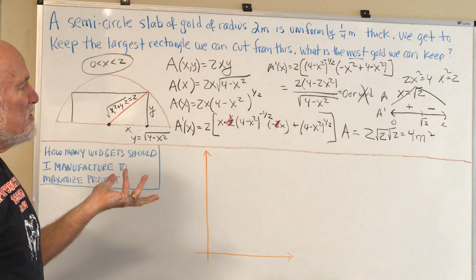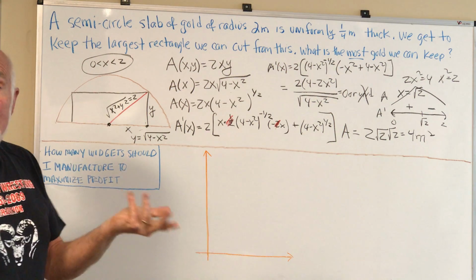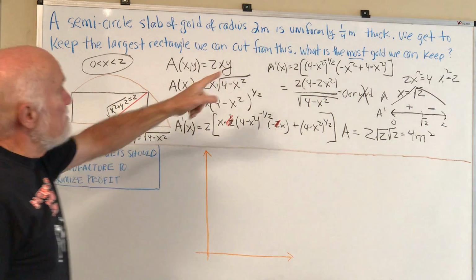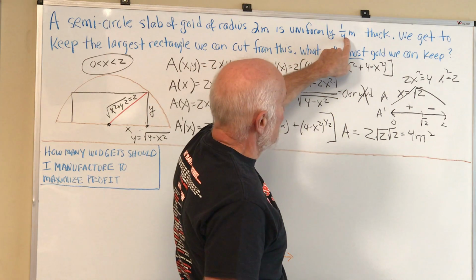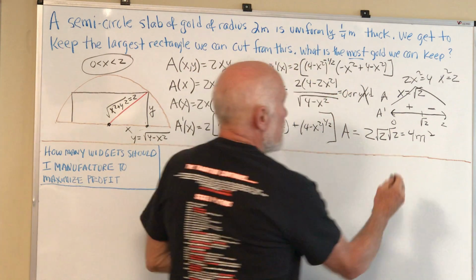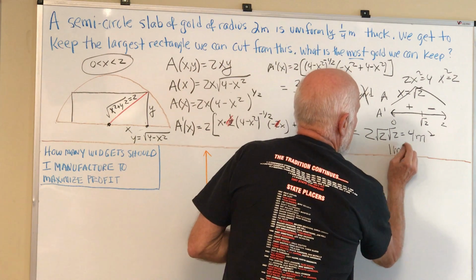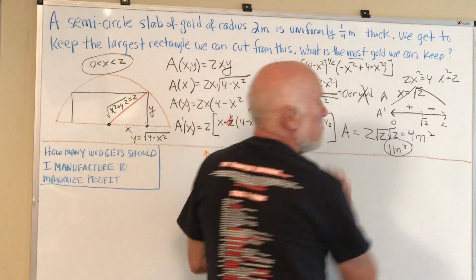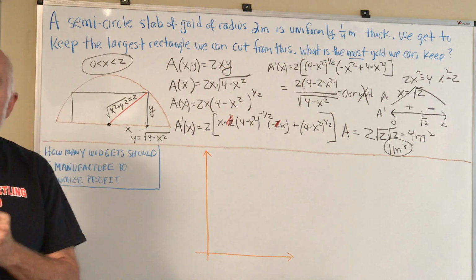Now if you really wanted to turn that into a volume to find out how much it's worth, we can multiply it by the thickness, which is 1/4 meter, so we can see we get 1 cubic meter of gold. So I think we're doing pretty well.